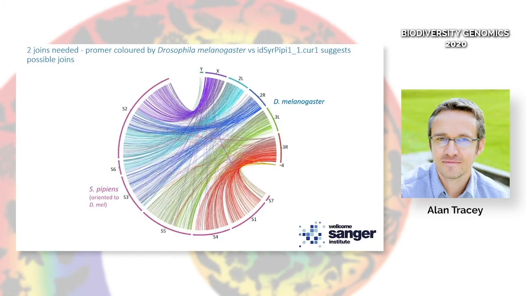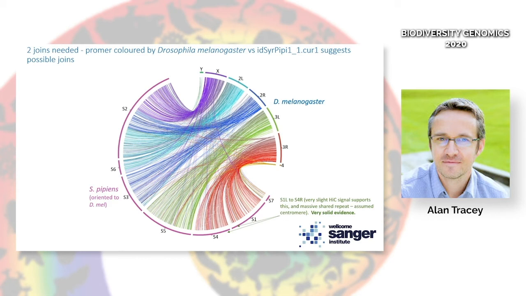To look for further joins, I made a protein comparison of Drosophila on the right against Ceratopipians on the left, with the connections coloured by Drosophila. It's clear to see that scaffolds S1 and S4 are strong candidates for joining, as they both come from the same Drosophila chromosome arm, coloured red.